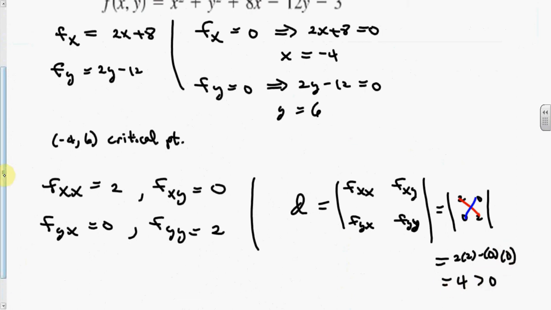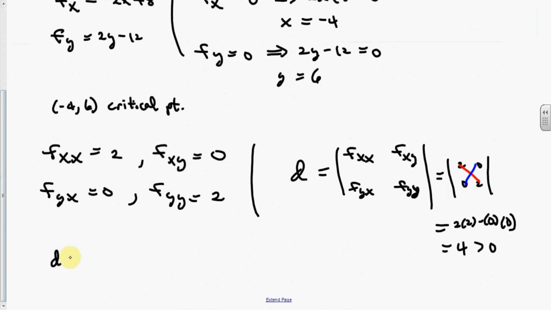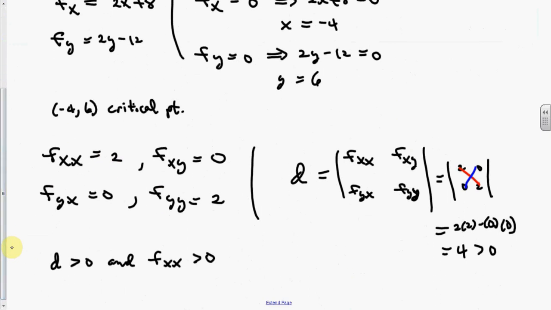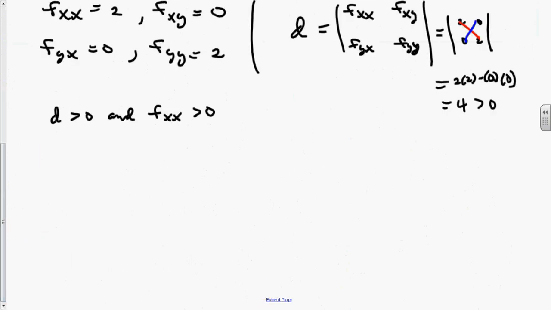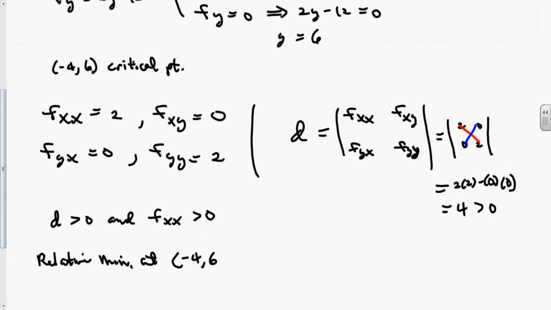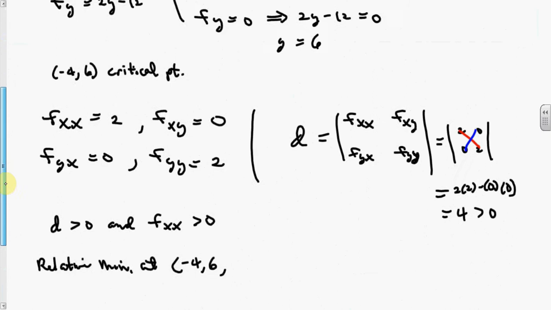We just need the sign, if it's positive or negative. So here we have D is positive, and the second partial with respect to x is positive too. I think it was a 2. Yeah, right there. So it's positive. So if it's positive, that means the curvature is up, so I have a relative minimum. It's at -4, 6. I need the function value as well.